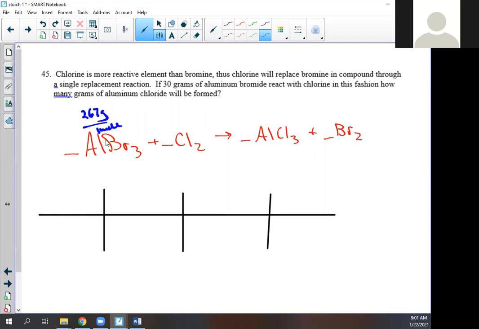Gonna try and save you some time here. Aluminum bromide is 267 grams per mole. Aluminum chloride is 133.5. Okay, that should save you some time. In case you didn't balance it right, double check that first. 2, 3, 2, 3 is how you balance that one.